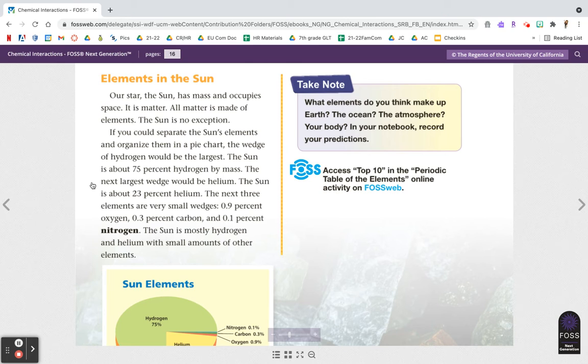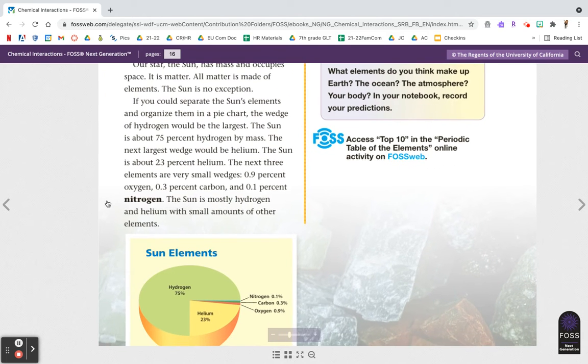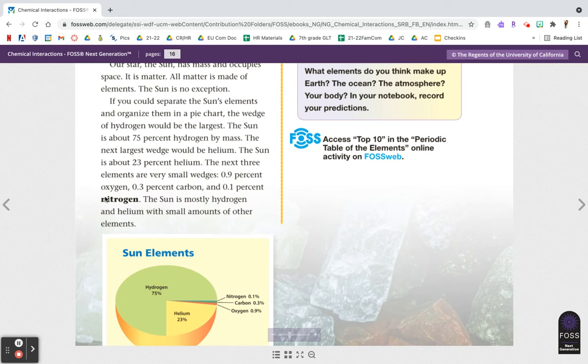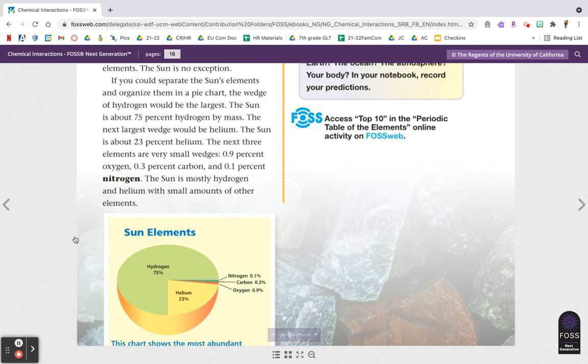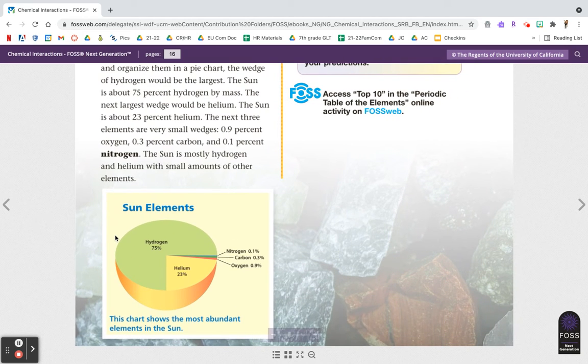The next largest wedge would be helium. The sun is about 23% helium. The next three elements are very small wedges: 0.9% oxygen, 0.3% carbon, and 0.1% nitrogen. The sun is mostly hydrogen and helium with small amounts of other elements.